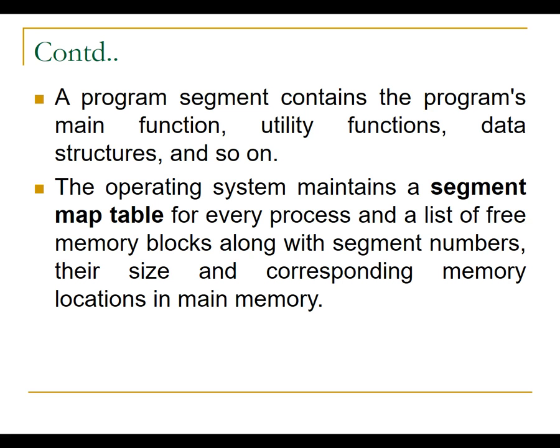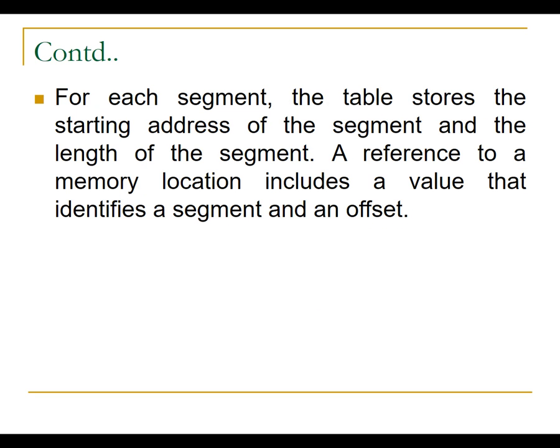That means whenever segmentation is maintained by the operating system, it internally also maintains one table. That table is called a segmentation map table, in which detailed information is stored corresponding to the memory location in the main memory. Now, for each segment, the table stores the starting address of the segment and the length of the segment. A reference to a memory location includes a value that identifies the segment and its offset.